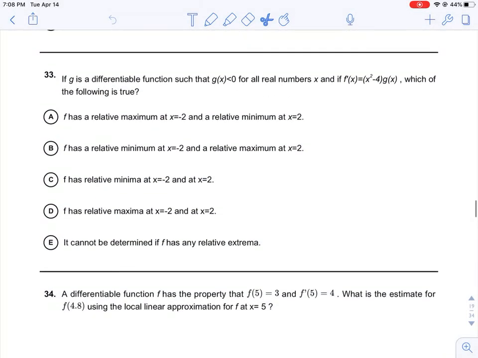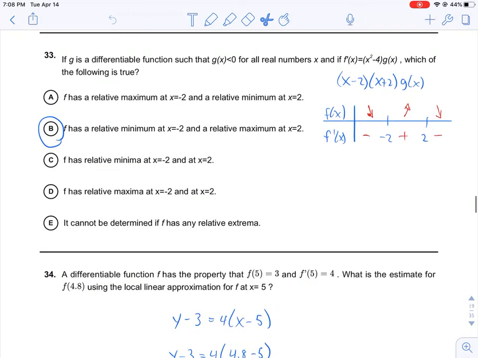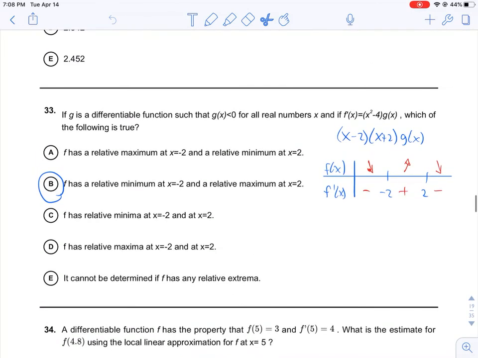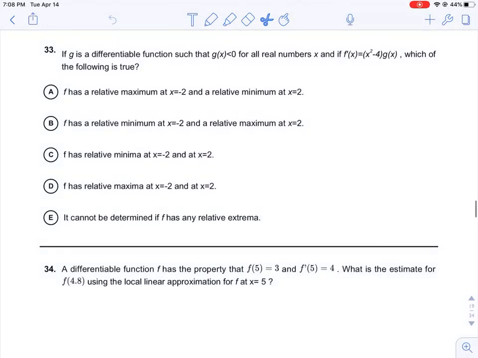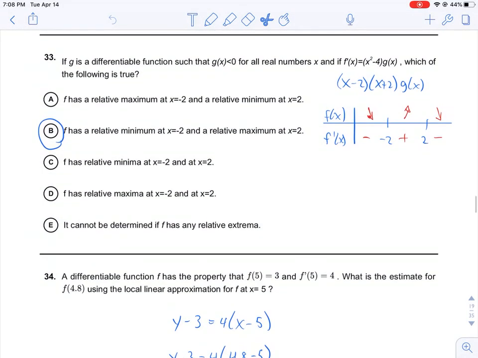Okay, moving on to 33. Oh, no, that was 33, sorry. Looks like these numbers don't match up. Oh, yeah, they do. Sorry, I don't know what I'm thinking. All right, we're on 34.